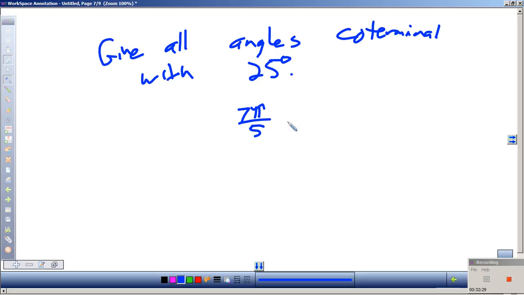How many angles are coterminal? How many times can you go around the circle? Infinite. So we want to list every angle. How long is it going to take you to do that if you just tried writing them all out? For eternity and then some. So we'd rather not have to be writing for eternity, right?